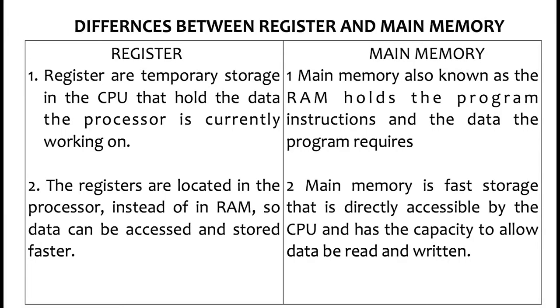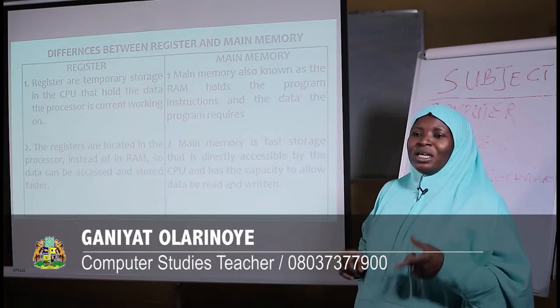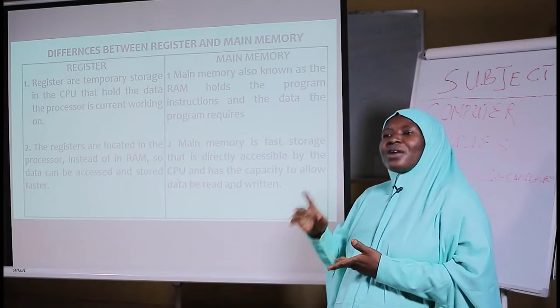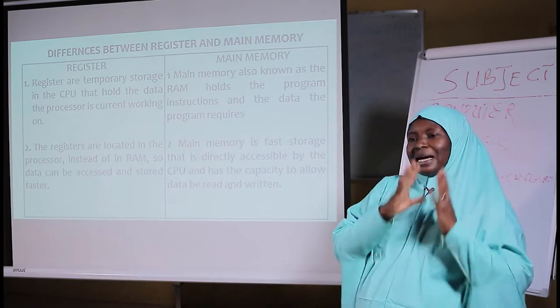One, the register is temporary storage in the CPU that holds the data the processor is currently working on. That's the register. When we are working on this data currently, that means it only stores the data temporarily. It doesn't store the data permanently. That is the reason why we have what we call a RAM and a ROM. The RAM is the random access memory, and the ROM is the read-only memory. So the RAM stores data temporarily, while the ROM stores data permanently.